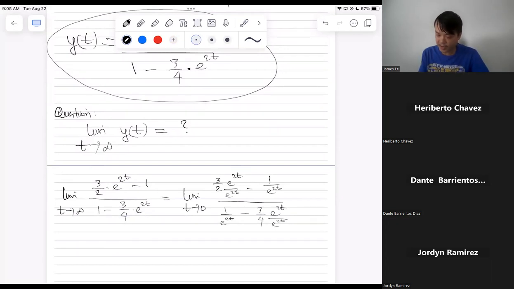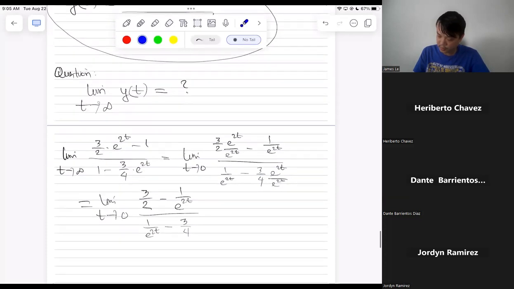So I divide the top by e to the t, and the bottom also by e to the t. I got this one. Let me see what that is. That one right here becomes 3 halves, right? That one is 1 over e to the t. That one is 1 over e to the t. That one is 3 over 4.